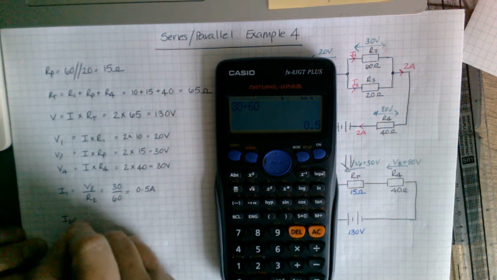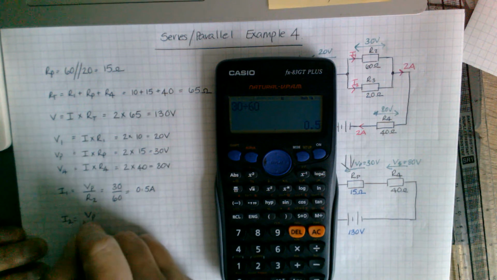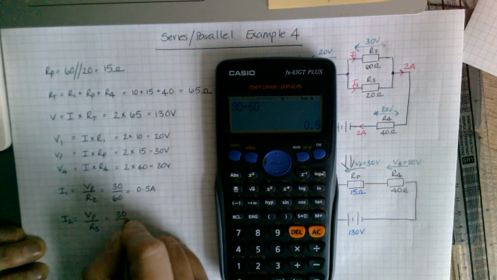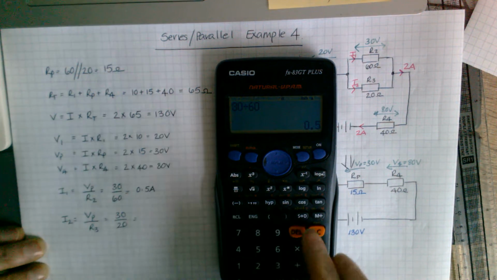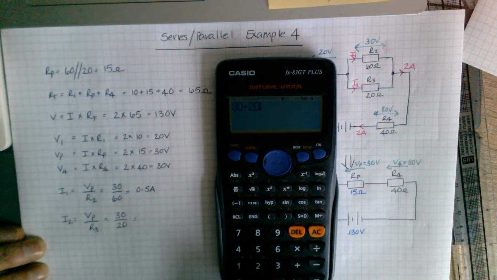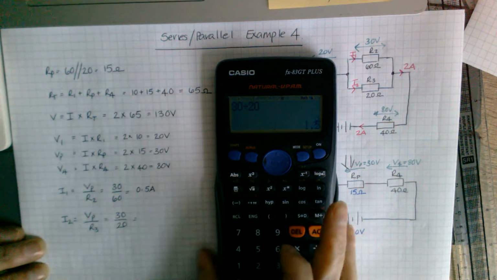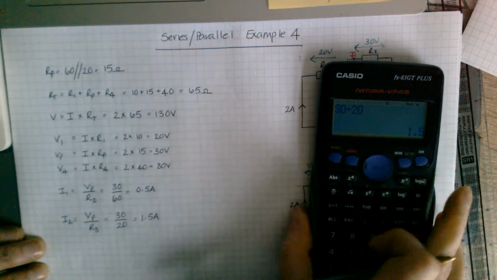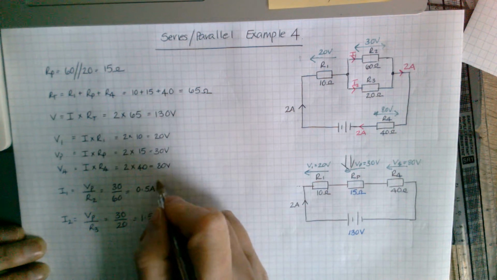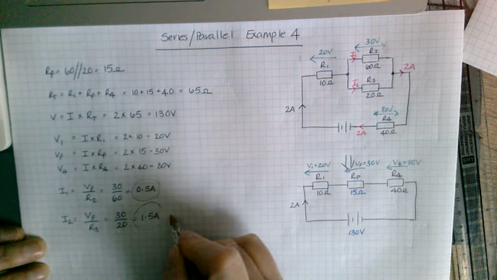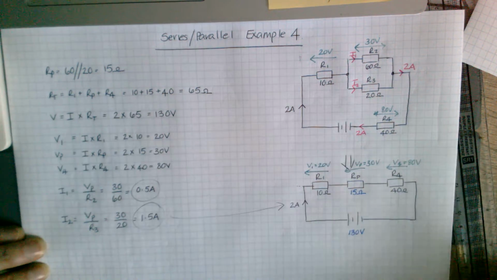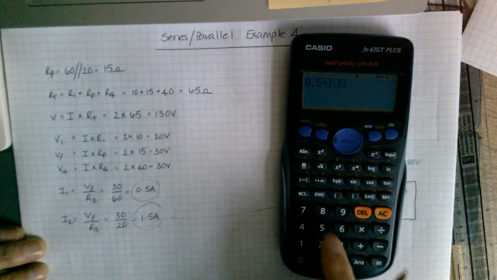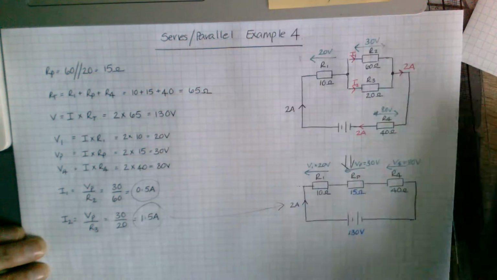And I2, VP over R3. So 30 divided by 20 gets you 3 over 2, 1.5. And we know that when we add these two values here, this value and this value, we should get this 2 amps. So 0.5 plus 1.5. That gets you 2 amps.